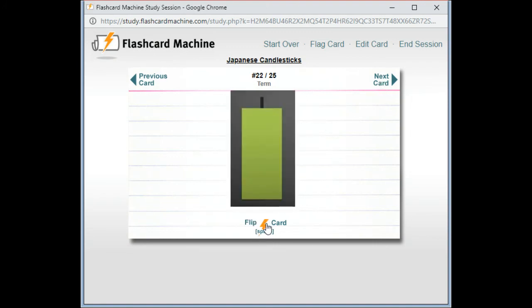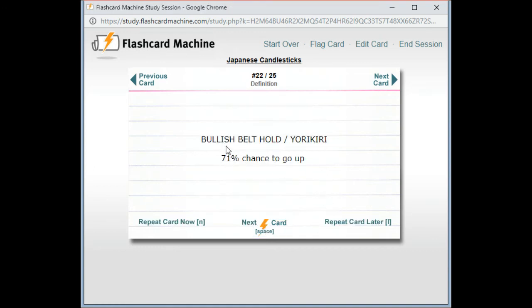Okay, this is the opposite of the prior one. That's your bullish belt holder, Yorikiri bar. 71% chance to go up when you see these. So especially if you see it in a downtrend. I know it doesn't look like it because you have that upper shadow, but the probabilities are there.